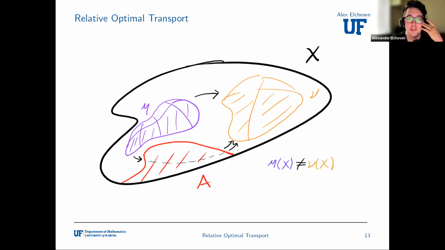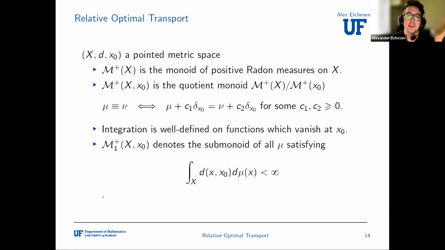So think of A as being a place where it's free to transport mass. I can always take shortcuts through A if I want. Let me formulate this in a way that resembles the Kantorovich formulation of classical optimal transport.